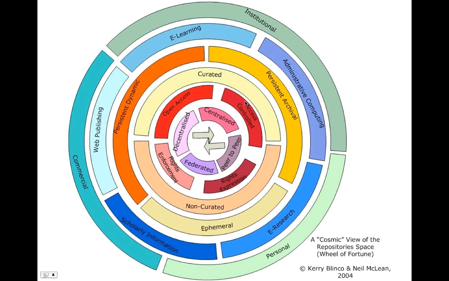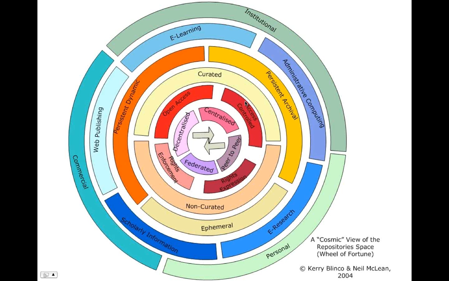So for those of us who prefer a visual approach, this is a diagram that attempts to describe the attributes of different types of digital repositories. It's the cosmic view of repositories developed by Kerry Blinko and Neil McLean in 2004. Moving from the outward to the inner circles, we have attributes covering scope or affiliation, type of content, life cycle of content, need for curation, access restrictions, and information architecture.